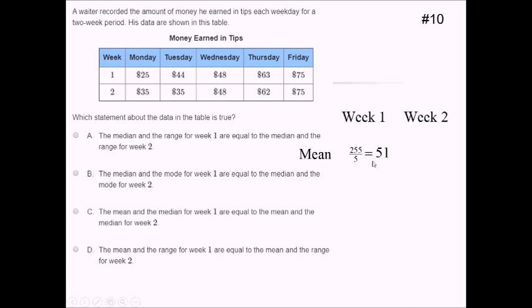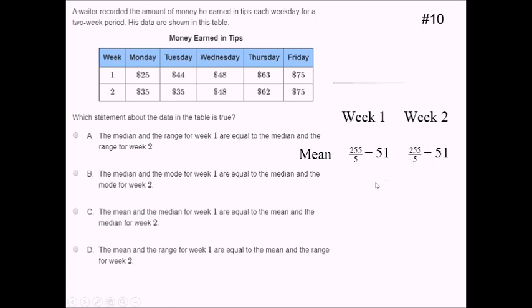All right, well, next up, let's do week 2. So we've got 35 and 35. Well, that's pretty easy to add together. That's going to be 70. 48 and 62, that's going to be 110. 110 and the original 70 here is 180. 180 and 75 adds up to 255, which divided by 5, again, is going to be 51. Nice. Okay, so these are actually the same thing.